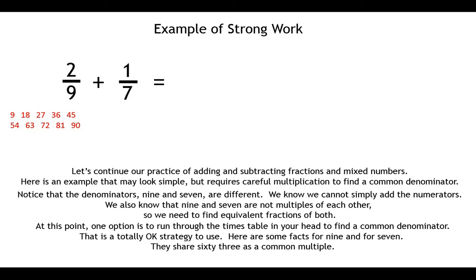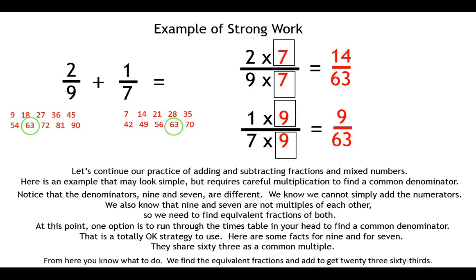Here are some facts for 9. And for 7, they share 63 as a common multiple. From here you know what to do. We find the equivalent fractions and add to get 23/63.